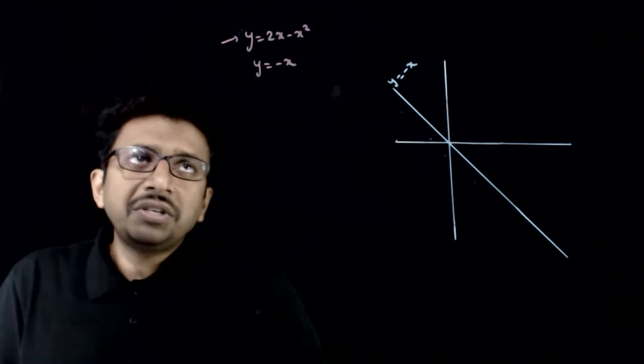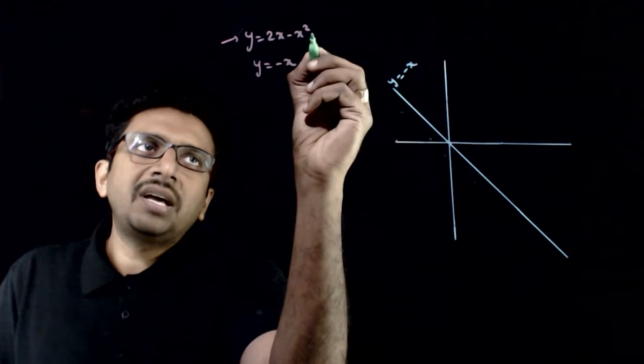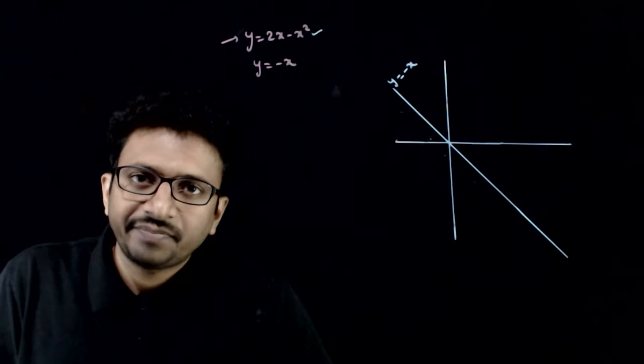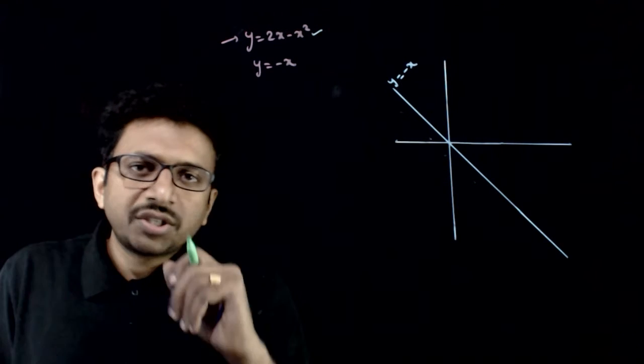So welcome students. In this question you're asked to find the area bounded by the curves y is equal to 2x minus x square and y is equal to minus x. So first let us draw these curves.